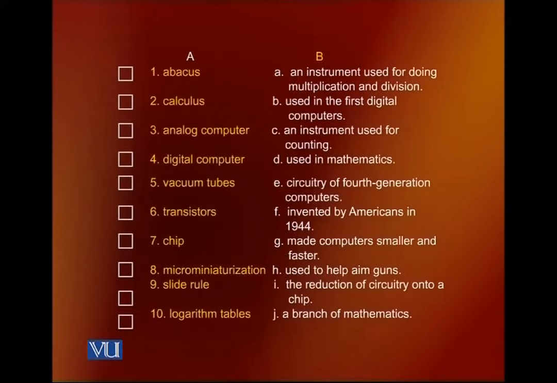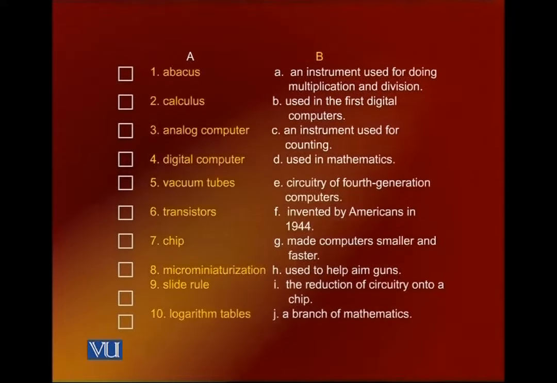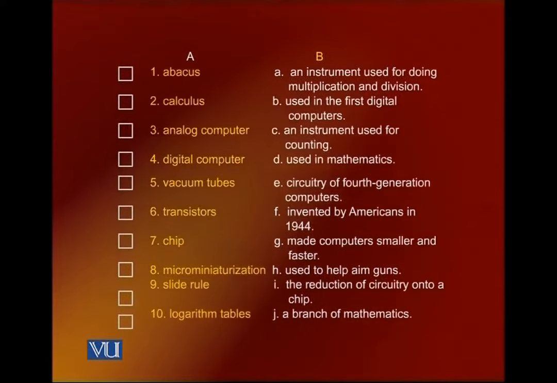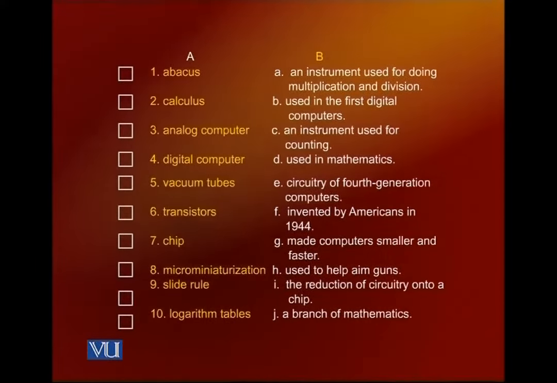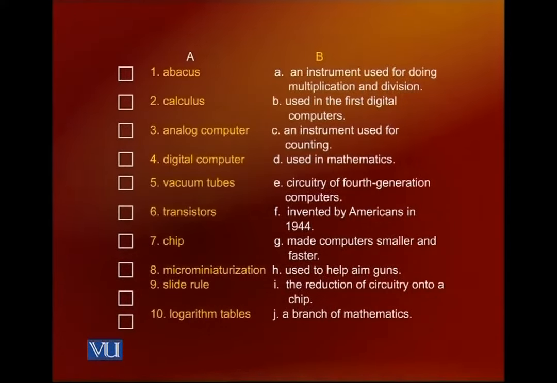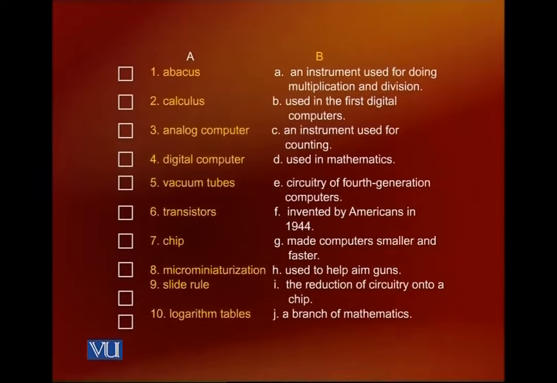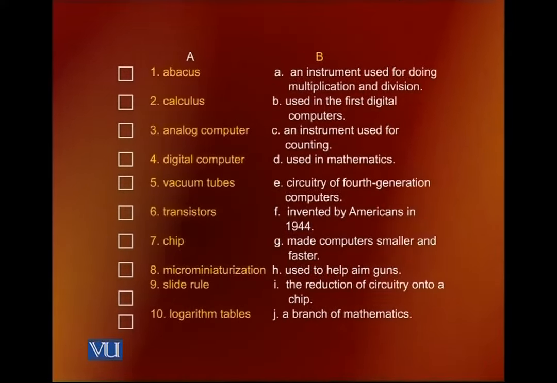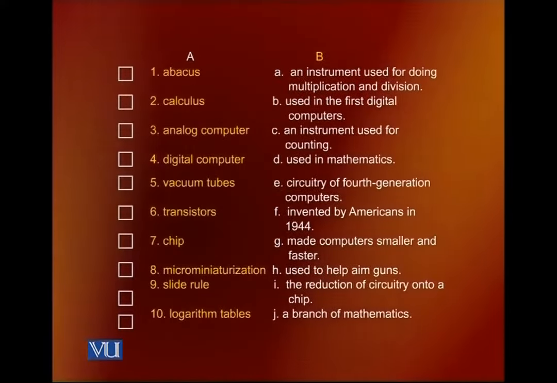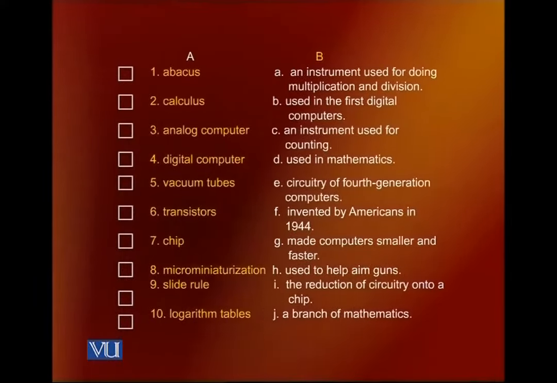Number three, analog computer. What does A match with? Those that you have already done, just delete them. It has to be used to help aim guns. The correct statement is statement H. Analog computers were used to help aim guns. Number four, digital computer. Which statement do you think matches number four? A digital computer, it's statement F. A digital computer was invented by Americans in 1944. That's the correct one.